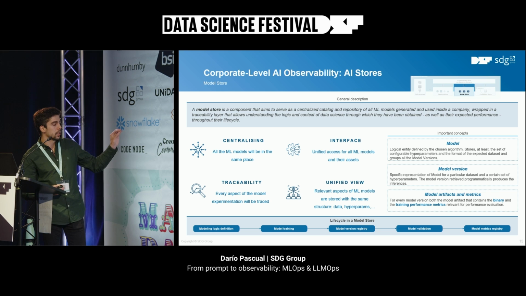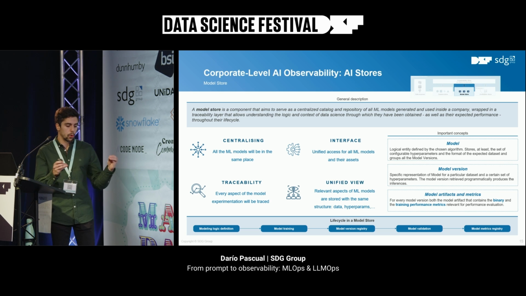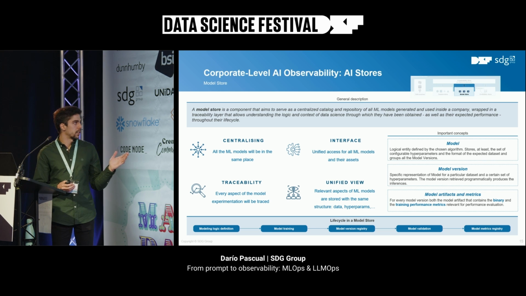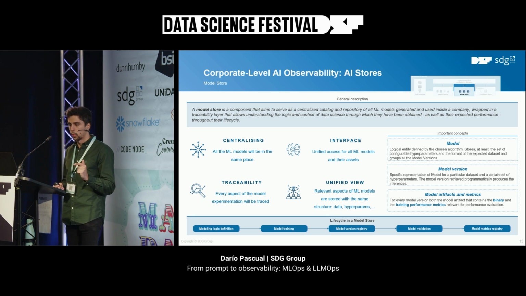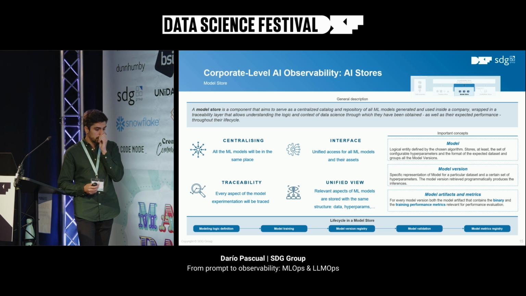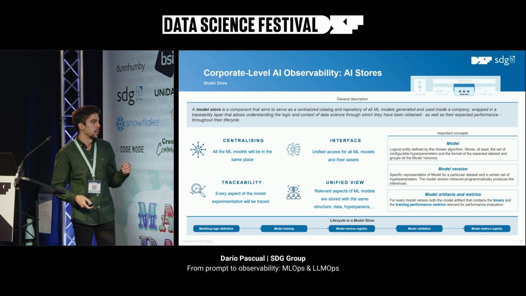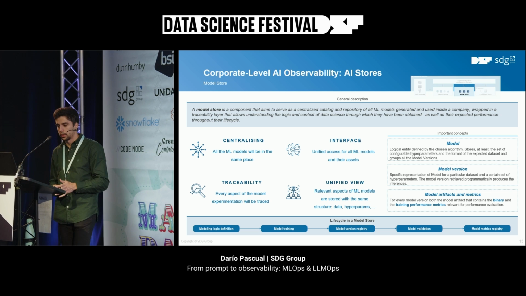The main benefits of this model store are decentralizing, because we are centralizing all the machine learning in the same point. Interface: it works as a common interface, so the users and the services will consume the models in the same way. Again, traceability. Every aspect of our machine learning experimentation will be traced, and it will be traced in a unified view. Meaning with that, everything will be stored with the same structure. We have data, hyperparameters, or everything related with machine learning models stored in the same way.